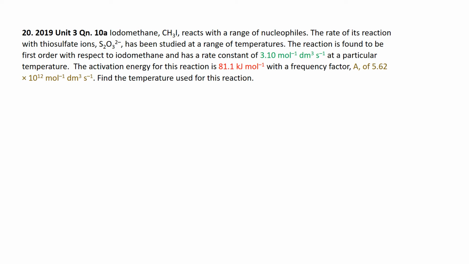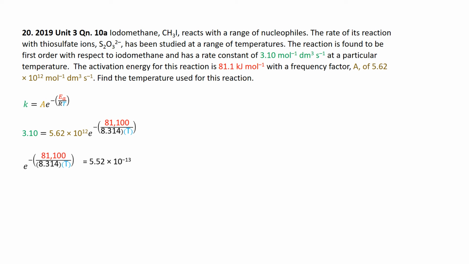Find the temperature used. So we pop everything into Arrhenius: 3.1 for k, 5.62 times 10 to the 12, then e to the minus activation energy, there's R, there's T, again solving it out. Do the easy calculation first, now get rid of the e by taking natural logs of both sides, and we get this, and now just bring the T up here, the 28.226 down there, and we get T is 346 Kelvin.